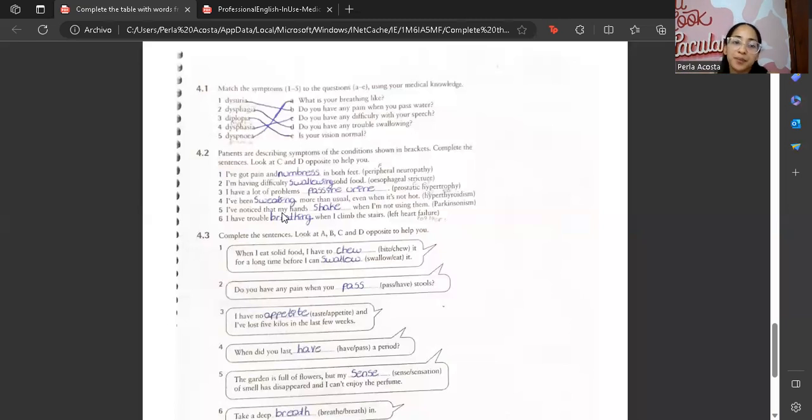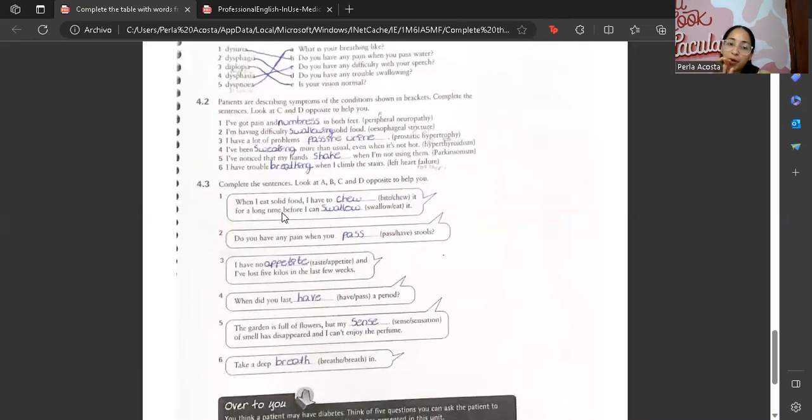That's diplopia. Number 4.2. Patients are describing symptoms of the conditions shown in brackets. Complete the sentences. Look at C and D opposite to help you. Number 1. I've got pain and numbness in both feet. Peripheral neuropathy. Number 2. I'm having difficulty swallowing solid food. That's esophageal stricture.